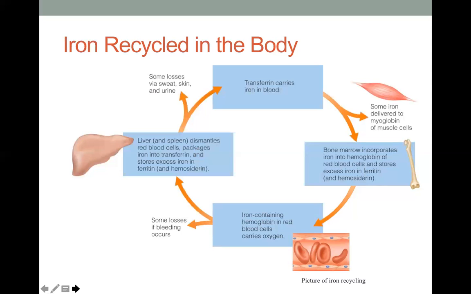If you bleed, you will lose those red blood cells, and so you will lose iron that way through bleeding, whether it's an accident, maybe you scraped yourself, or maybe it's a woman and her monthly menstrual cycle. The bleeding during the menstrual cycle causes iron loss for women. Hence, women need more iron. Then after that, the cells travel to the liver. The liver and the spleen dismantle the red blood cells. They package the iron into transferrin so it can be transported again, and the process continues. So in this way, we recycle iron so that we always have enough for our body.